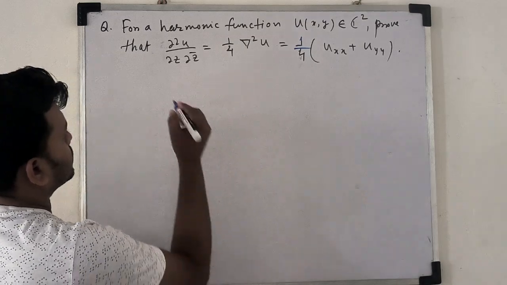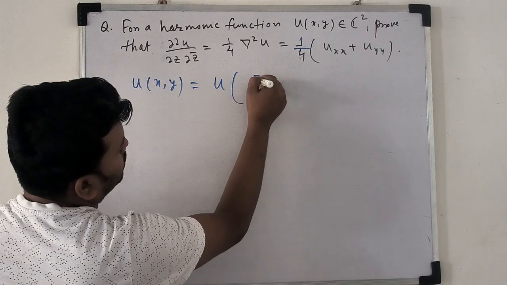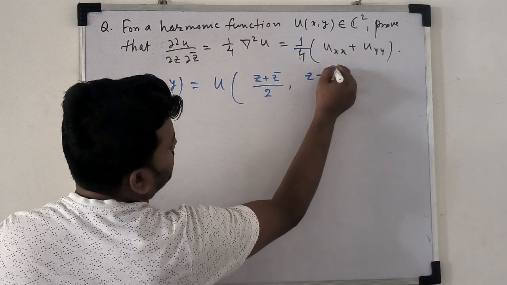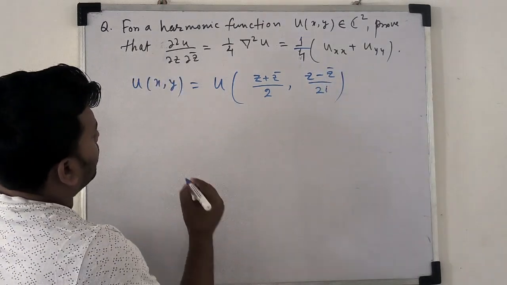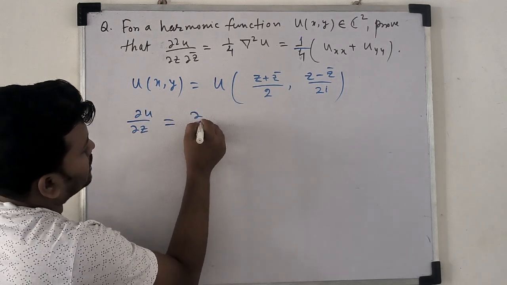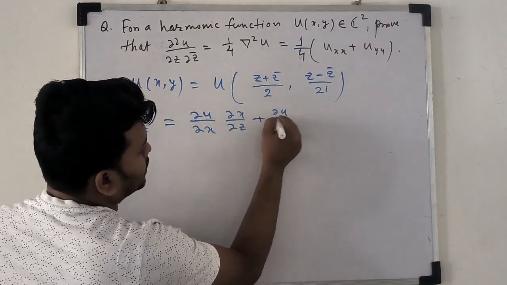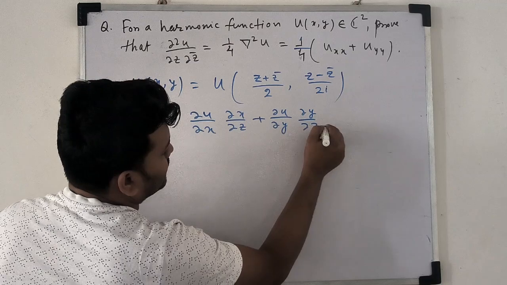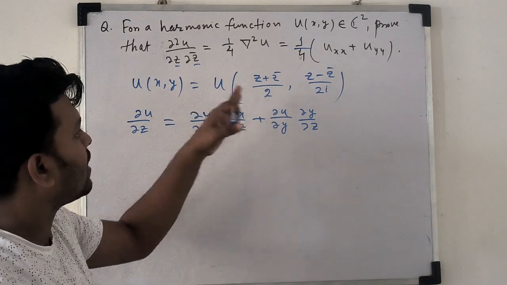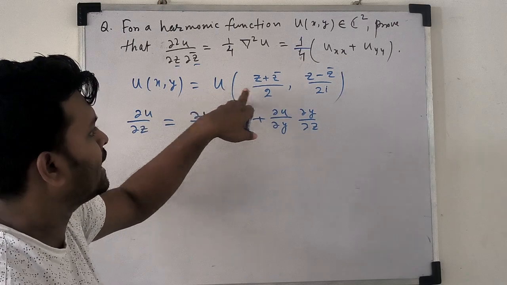So I'll solve this. For u(x, y) a given harmonic function, it can be written with x = (z + z̄)/2 and y = (z − z̄)/2i. So first of all, you have to find ∂u/∂z. By chain rule, this can be written as ∂u/∂x · ∂x/∂z + ∂u/∂y · ∂y/∂z. Here z and z̄ will be treated as independent variables, as u is a function of z and z̄, the dependent variable.